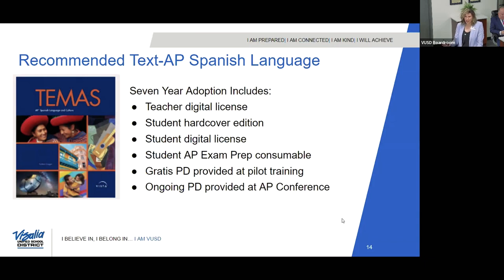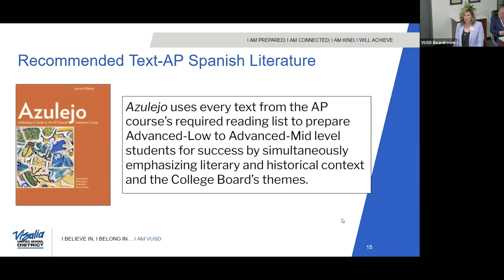We have had our training on this, as our adoption committee is composed of all of the AP teachers. So they've already received their training, but we will provide ongoing PD through our district as well as at AP conferences. And the final book that we are recommending for AP Spanish literature is Azulejo.